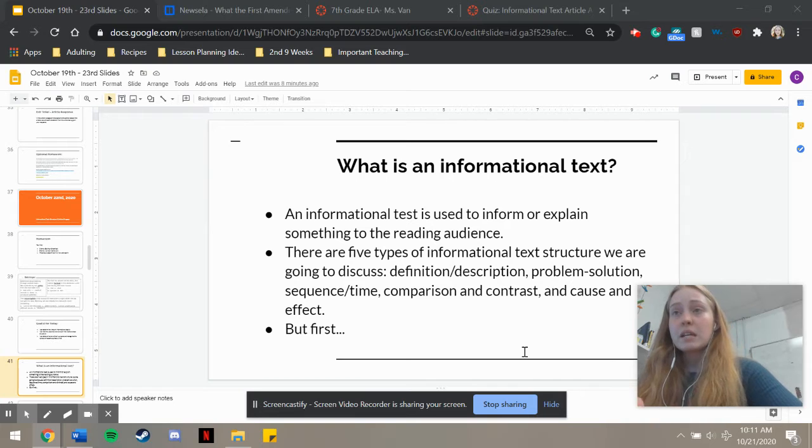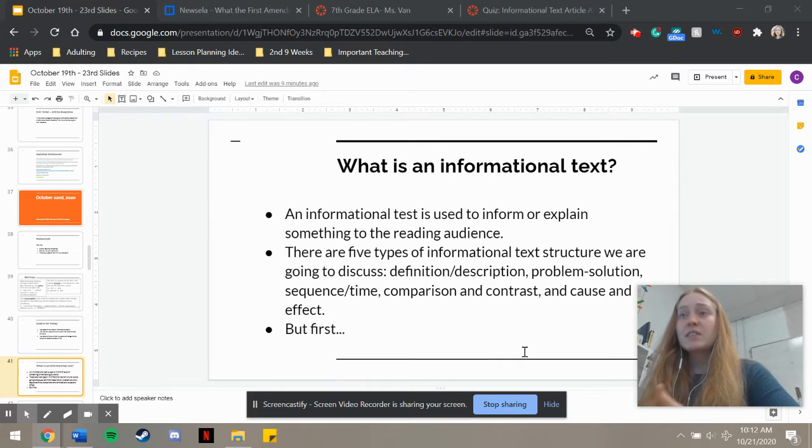The article that you read on Monday, which is also attached in our module for today so you can access it if you need a refresher, is an informational text. So let's talk about what that means. An informational text is used to inform or to explain something to the reading audience. As you were reading that article, you noticed that it was explaining situations where the First Amendment has been tested or where rulings by the Supreme Court have been decided. That is an excellent example of an informational text because it's giving information.